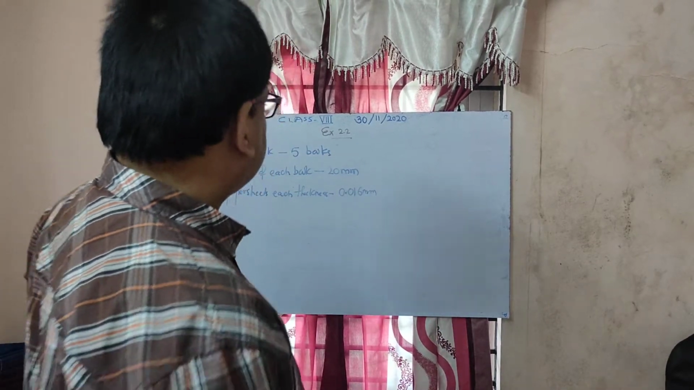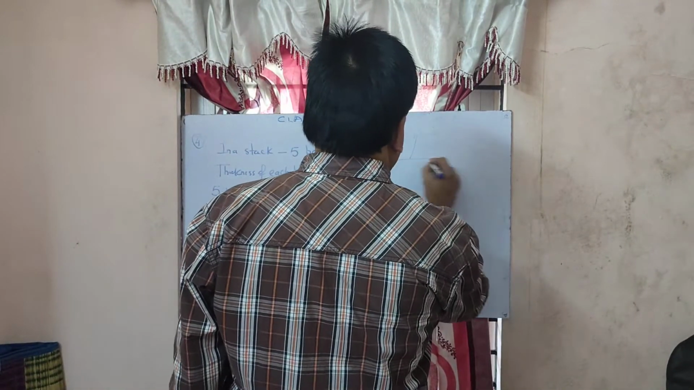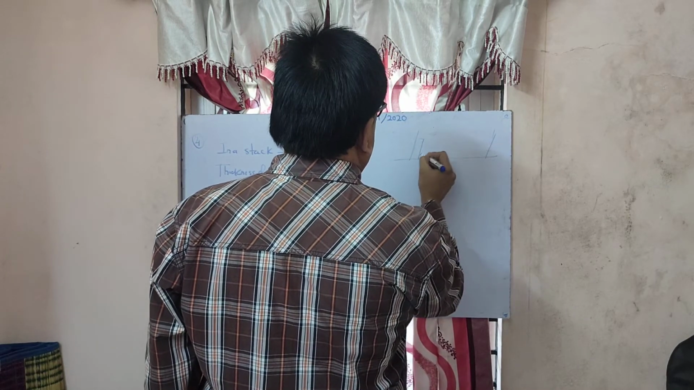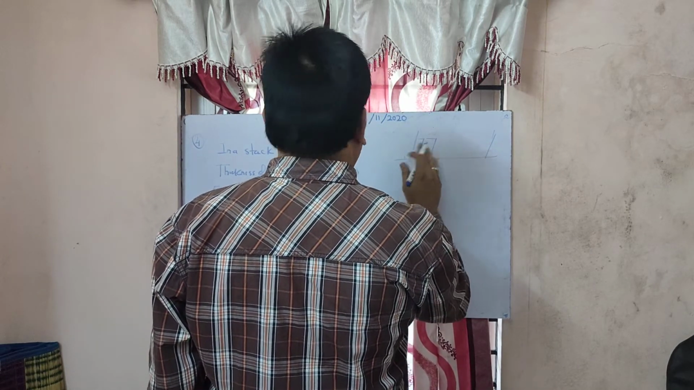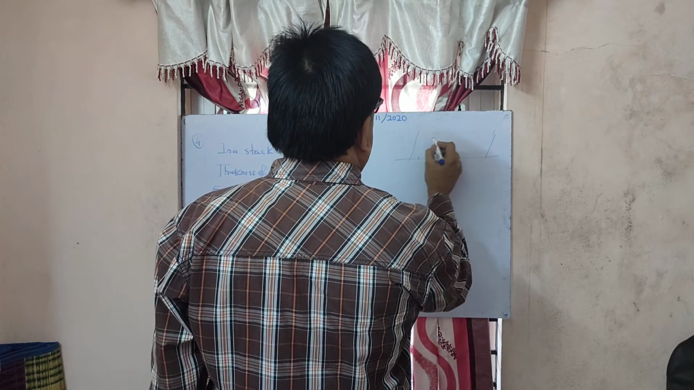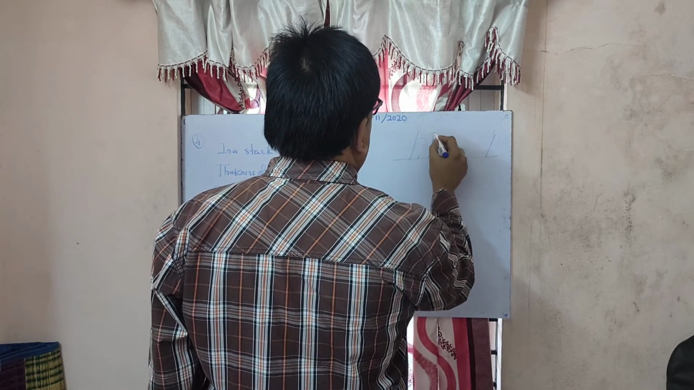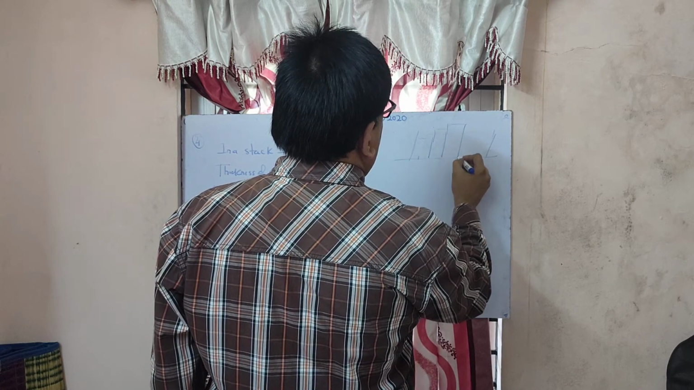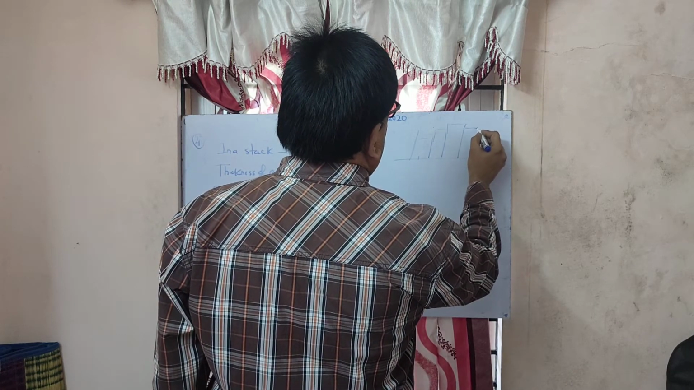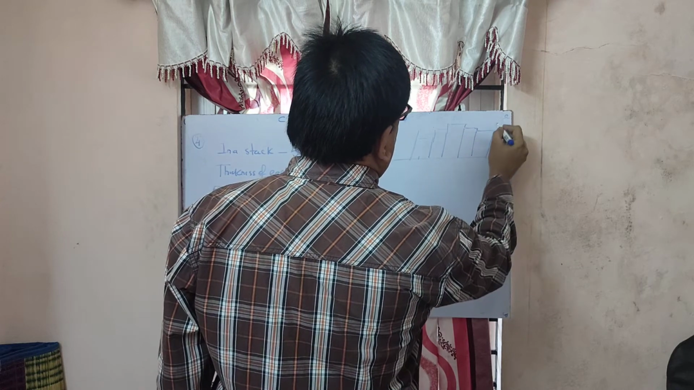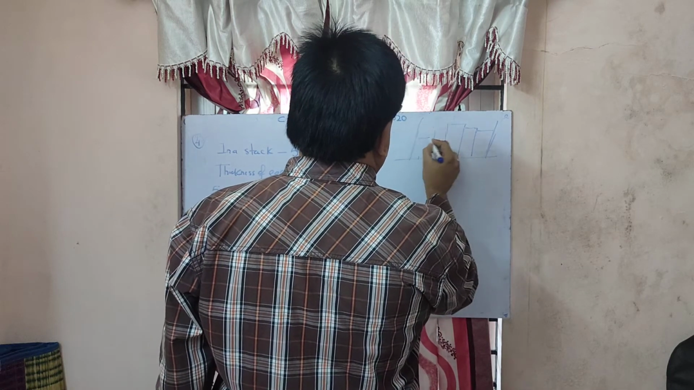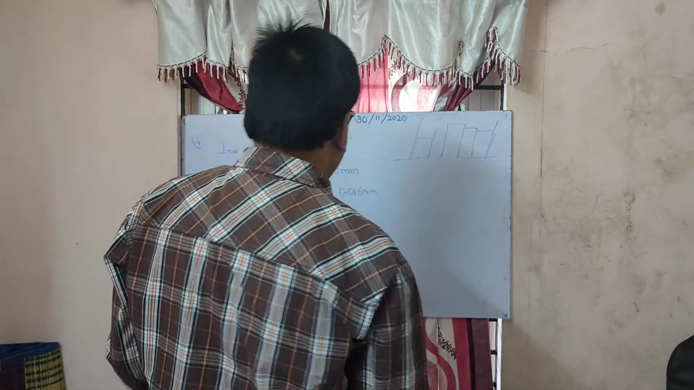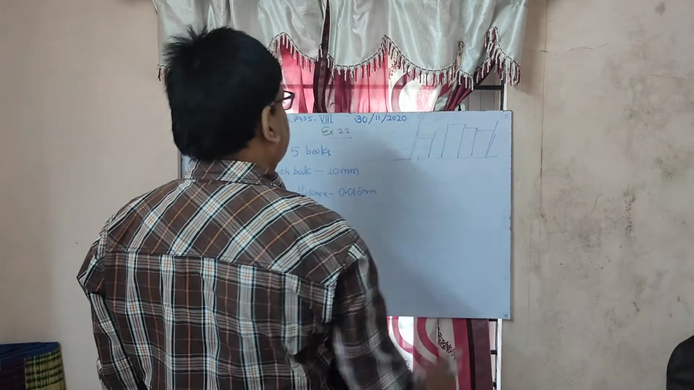So what is this stack here? This is the stack, and the books are kept here. How many books? Five books are there. One book, second book, third book, fourth book, and there are 5 books here. Now you have to find out the thickness of this.